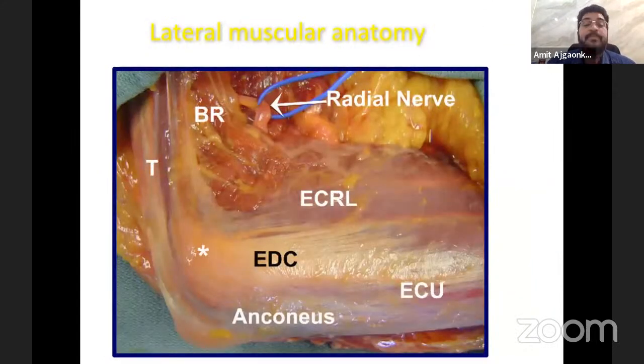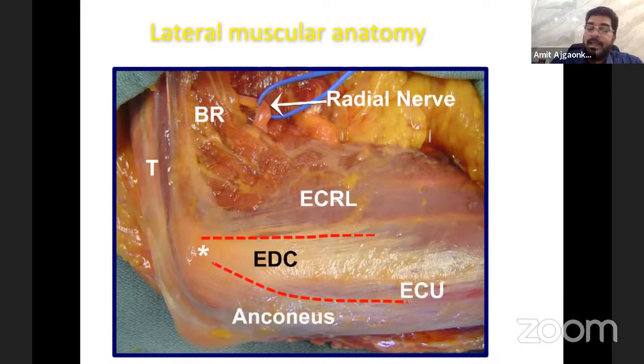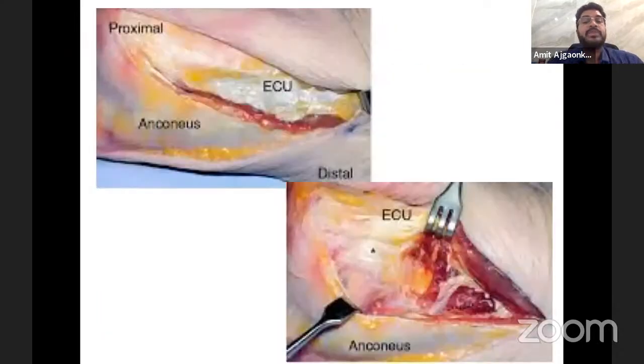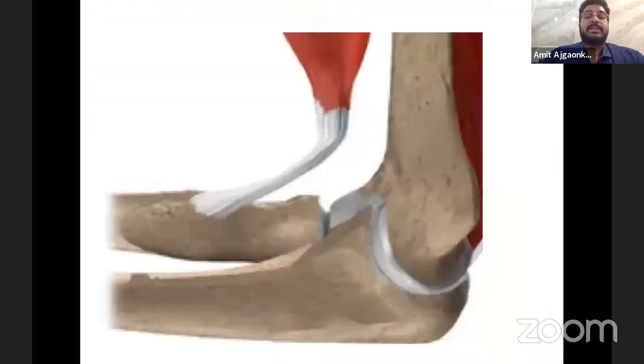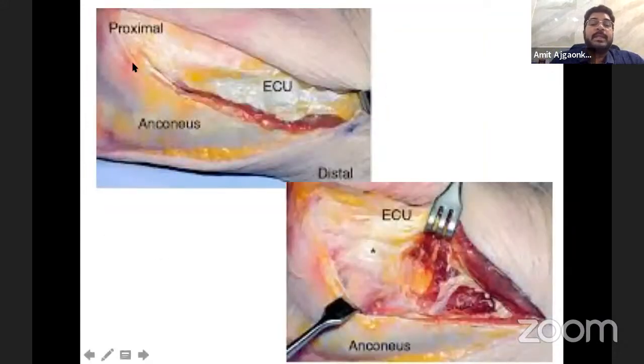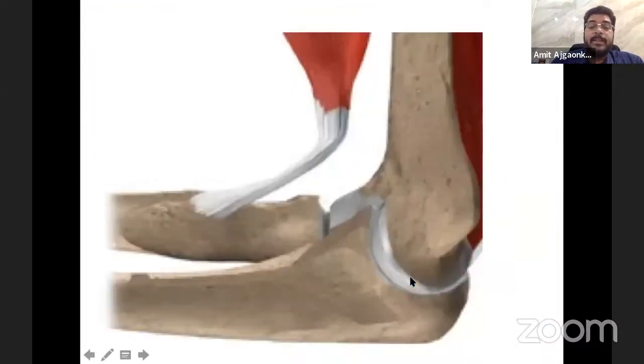On the lateral side, you have these muscles and the nerves which you have to avoid, such as the radial nerve. You have to remain below your ECRL, in between your ECRL and EDC, or between your ECU and the anconeus. That's the Kaplan's approach and the Cocke's approach. This is the normal approach that we use, between the ECU and the anconeus. That's the Cocke's approach. And if you go down there, you can go directly onto your radial head.